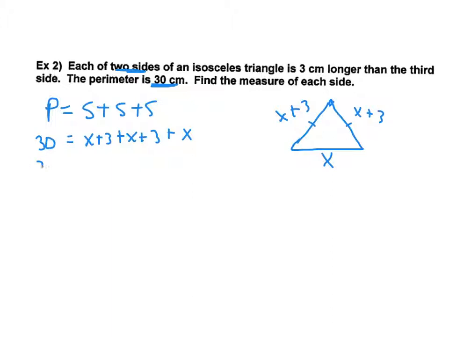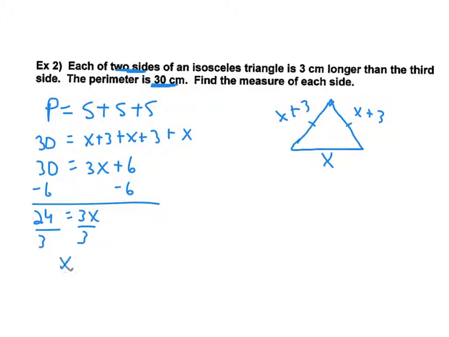Now I just combine like terms and I will solve. So I have 3 x's, and 3 plus 3 makes 6. So that's my equation, and then if I subtract 6 from both sides, I get 24 is equal to 3x, and then if I divide by 3, then I know x is equal to 8 centimeters.